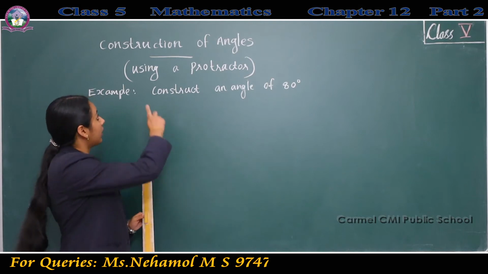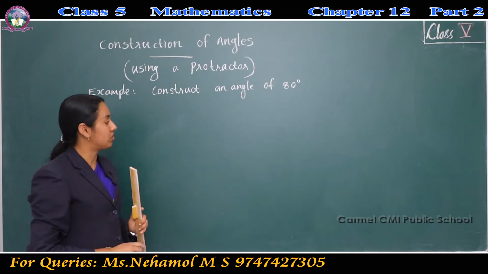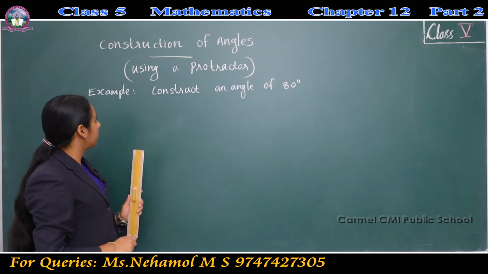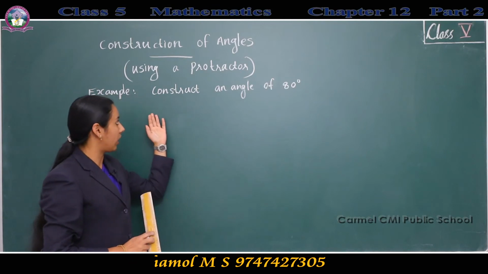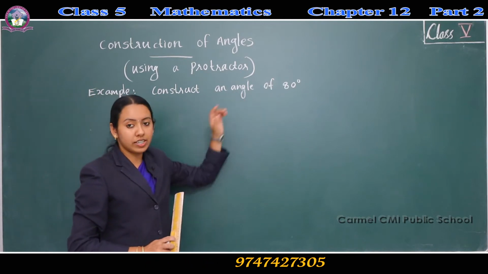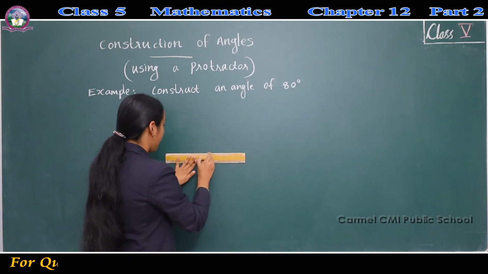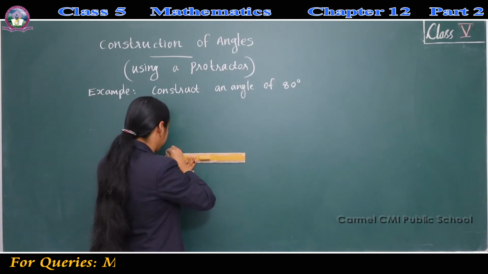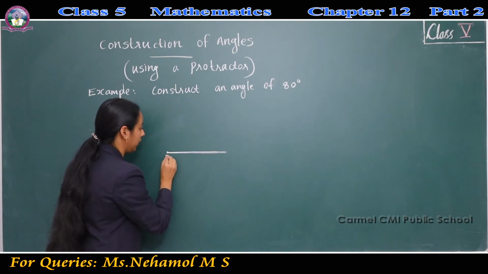Next topic, construction of angles using a protractor. Then we can go through an example. Construct an angle of 80 degree. First draw a ray QR with endpoint Q.